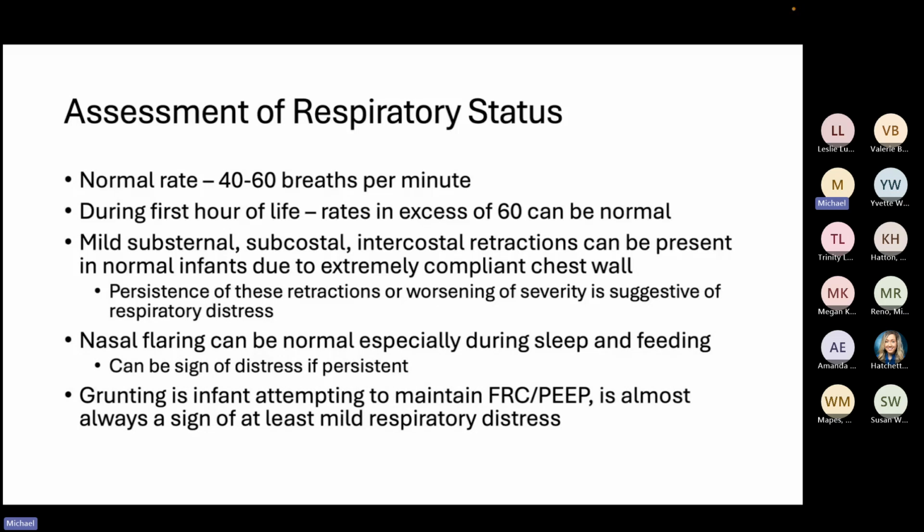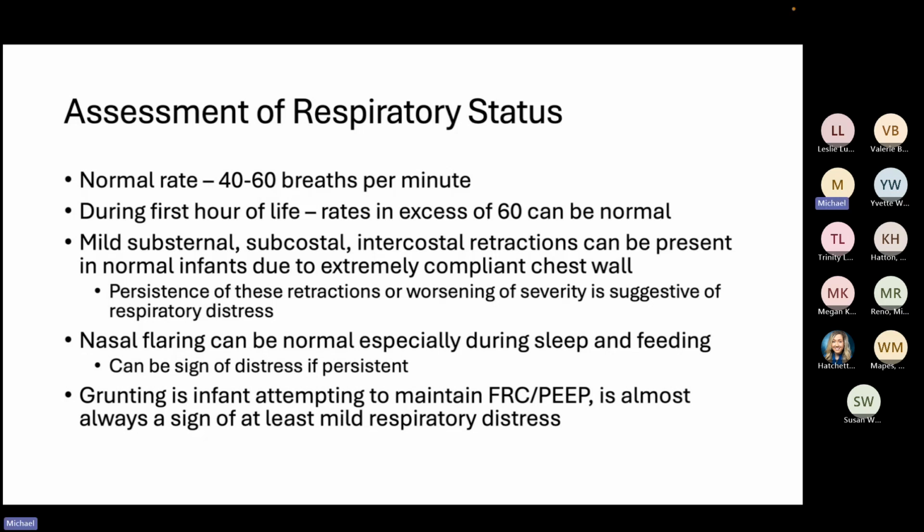So before we talk about abnormal respiratory status in a neonate, we really need to talk about assessing a baby's respiratory status. Typically the normal respiratory rate for a newborn is 40 to 60 breaths per minute. But during the first hour of life, especially when they're making that initial transition from a liquid environment to an air breathing environment, rates in excess of 60 can be normal. You can oftentimes see mild substernal, subcostal, or intercostal retractions. Those can be present. Now, they can be abnormal, but sometimes they can be normal.